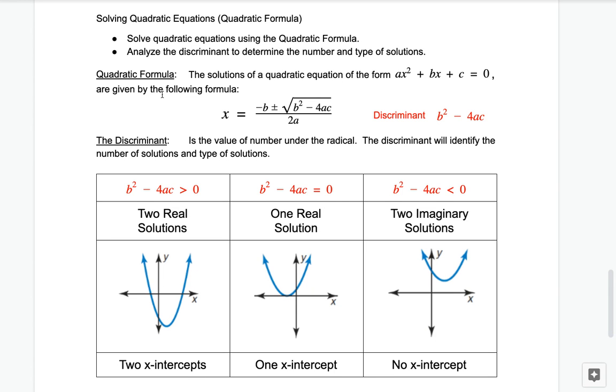We are talking about solving quadratic equations, and we want to solve quadratic equations using the quadratic formula. We also want to analyze the discriminant to determine the number and types of solutions.